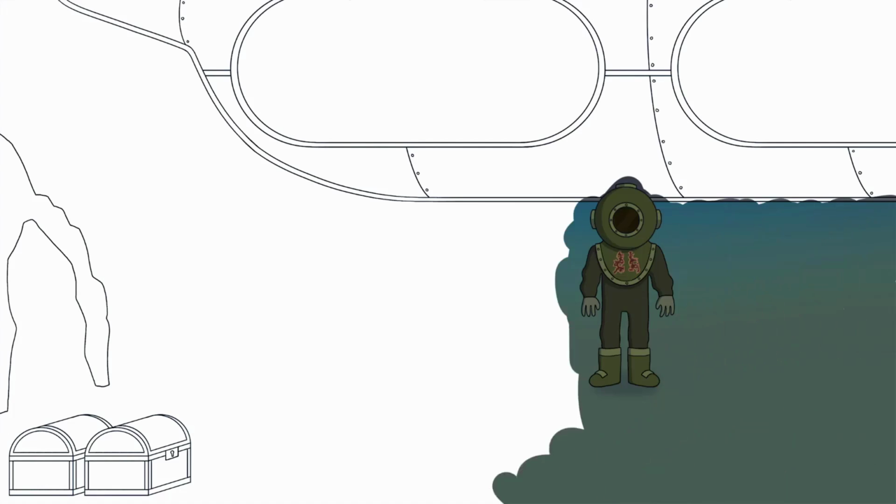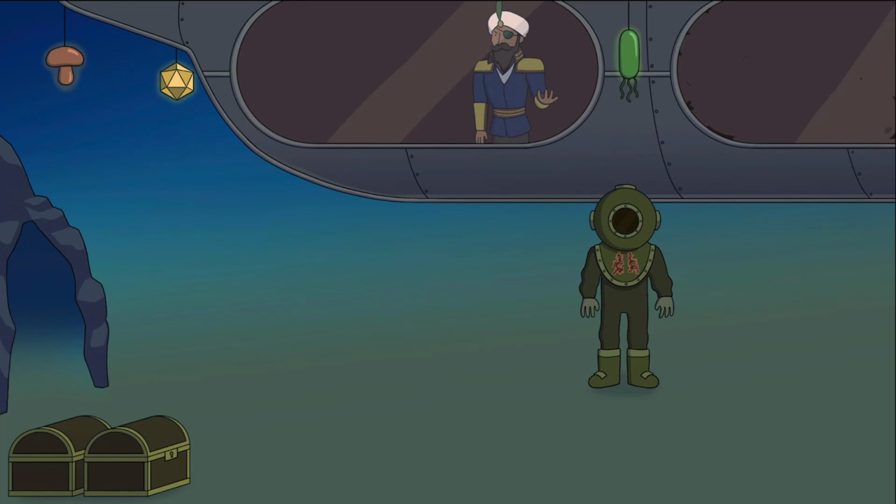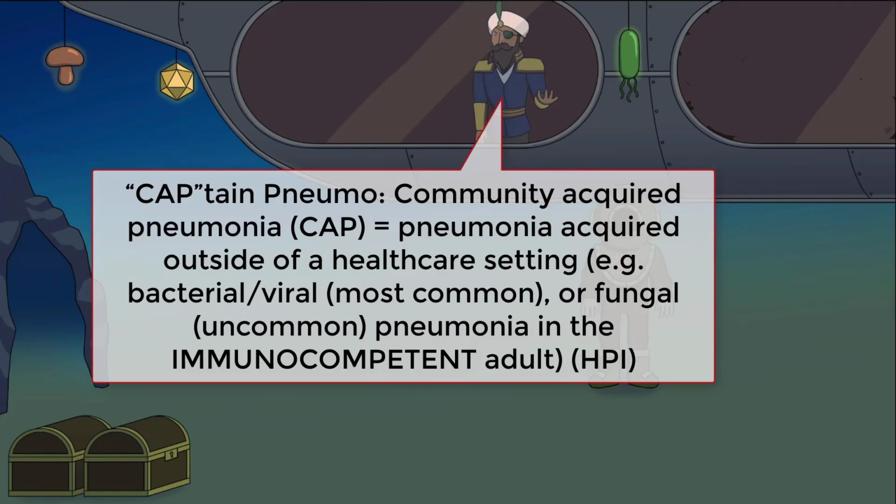This story, on the other hand, takes place far, far away. 20,000 leagues to be exact. Pneumonia is typically broken down by where the infection came from. Community-acquired pneumonia, often abbreviated CAP, basically means pneumonia not acquired in the hospital. In fact, in case you can't tell, we're leagues away from the nearest hospital, with Captain Pneumo and his crew.